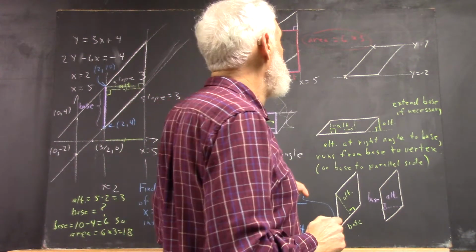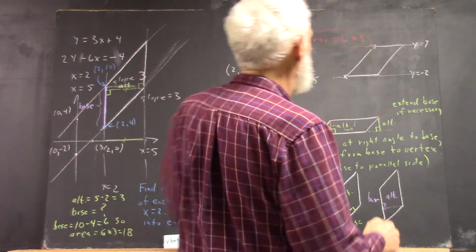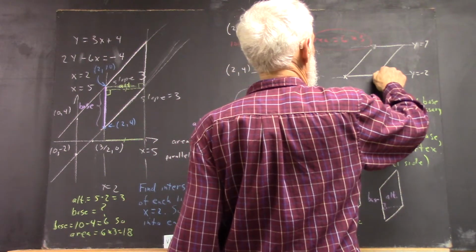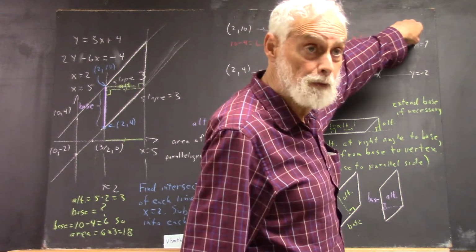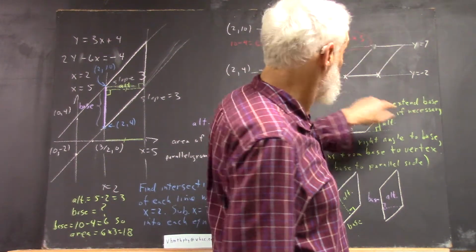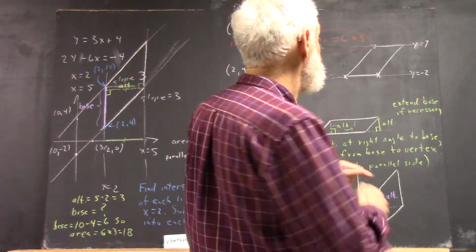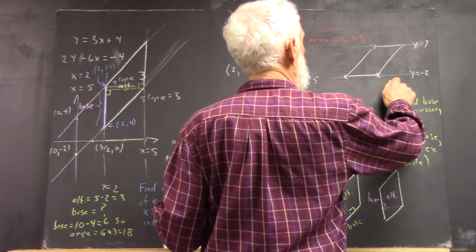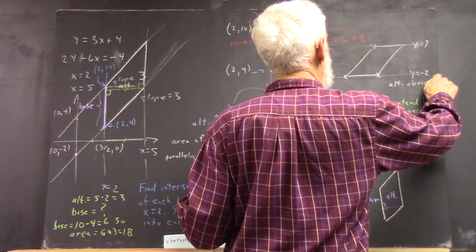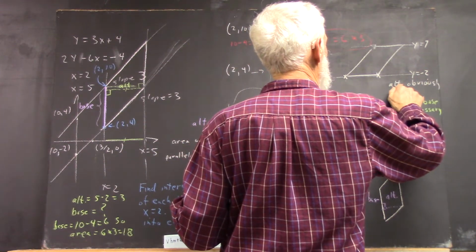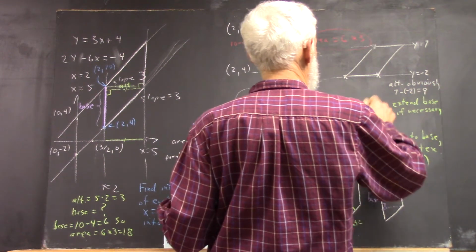In order, sorry, this point and this point, or alternatively this point and this point, right? In order to find the base. Okay? So altitude is obvious. And we'll say obviously 7 minus -2 equals 9.